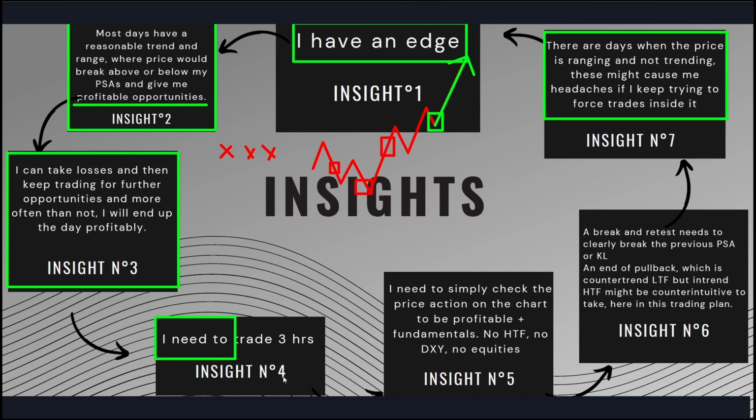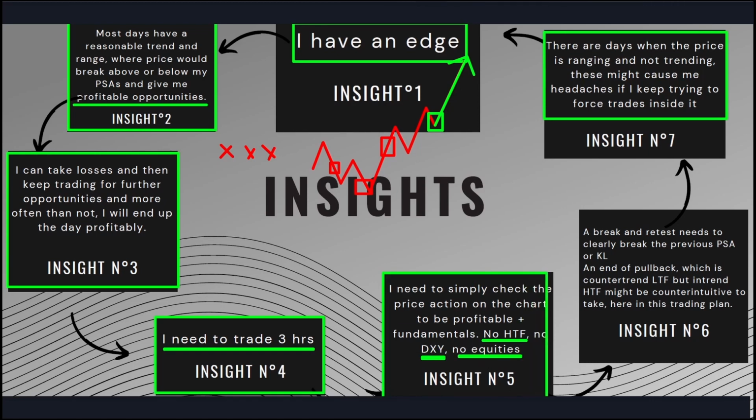Then I need to take, that's very connected, I would say that I need to take the 3 hours. I don't know if the trade idea will come up at 2:30, which is 8:30 a.m., or if it's coming in the last 30 minutes of the session. I just need to stay there. Then I need to stop using high time frames, so 15-minute, hourly, 4 hours, looking at the dollar index, looking at the equities. No, I simply need to check the price action on the chart with the fundamentals, of course, then I will be profitable.